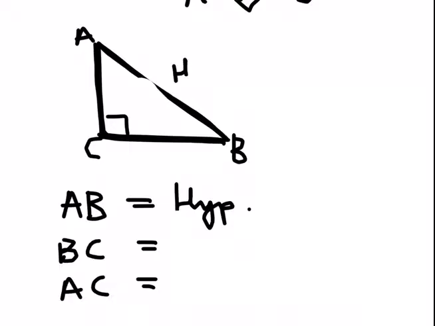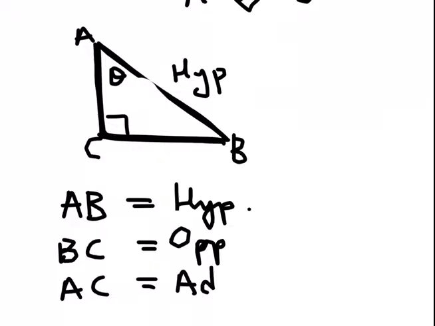This side AB is easy because we just need to know where is the 90 degree. So if I put the angle there, then side BC is our opposite. And then the other side being AC is the obvious one, being adjacent. So that's how it works in terms of naming the sides.